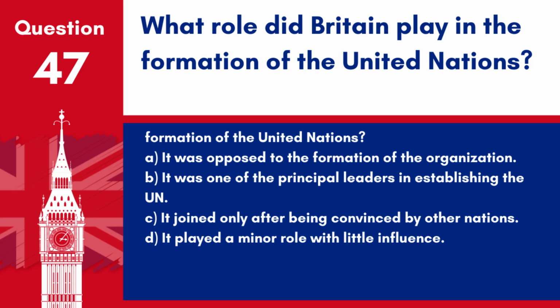Question 47. What role did Britain play in the formation of the United Nations? A. It was opposed to the formation of the organization. B. It was one of the principal leaders in establishing the UN. C. It joined only after being convinced by other nations. D. It played a minor role with little influence.